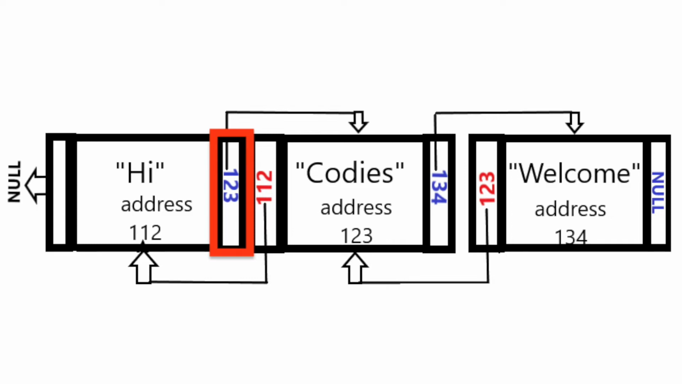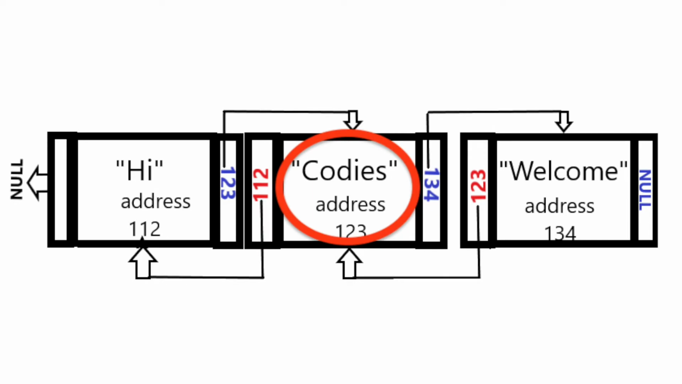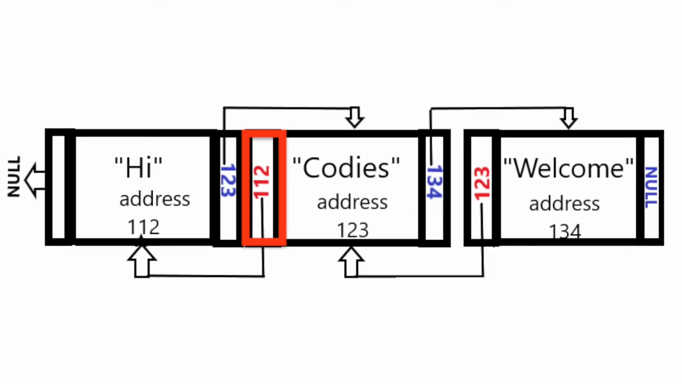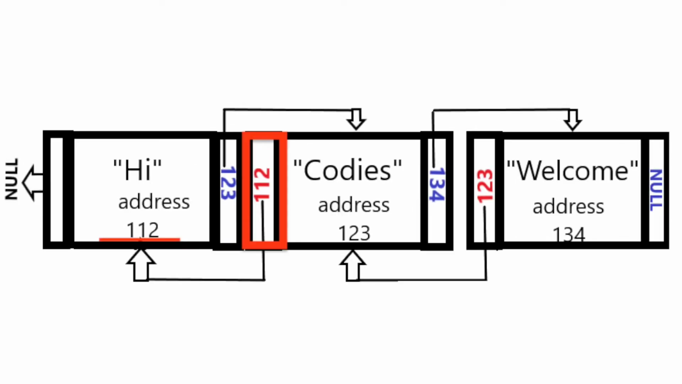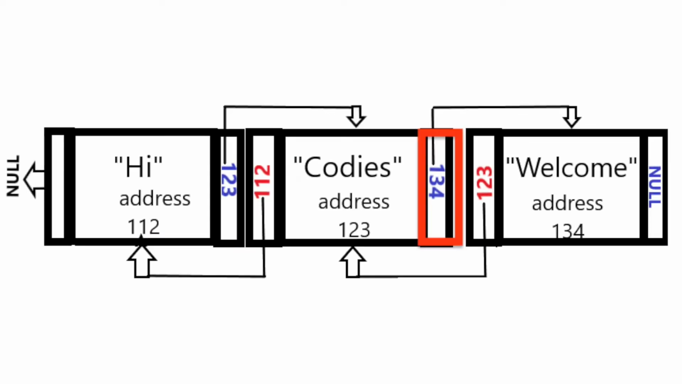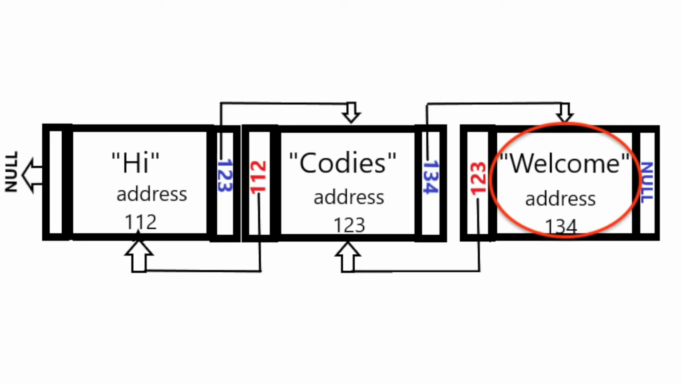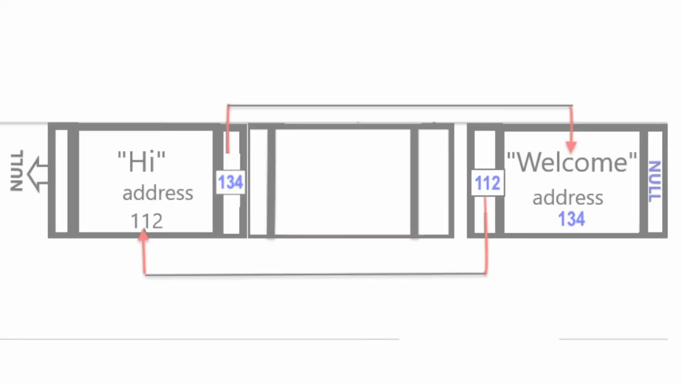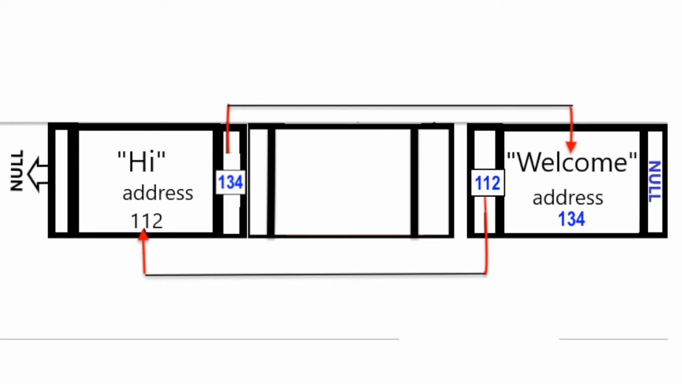The next element has Codies assigned to it, and the box on the left has the address 1, 1, 2, which is the address of the previous element, while the box on the right stores 1, 3, 4, which is the address of the next element. If there's a case where you want to delete the Codies element, here's what it would look like. According to this example, the box on the right side of hi stores the address 134, which is the address of the element welcome.